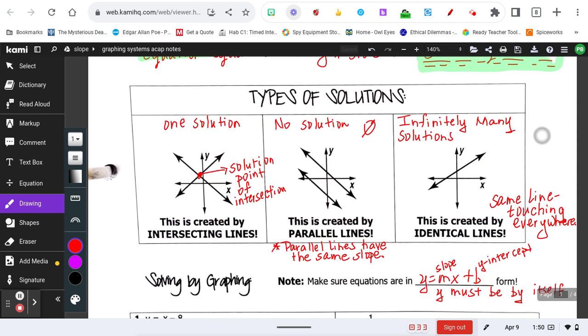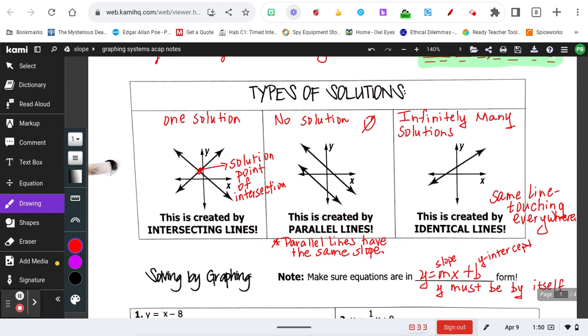All right, so we talked about the types of solutions you could possibly get. If the two lines intersect, they cross each other at some point, and that point is your solution, a point of intersection. You have one solution, but you must make sure that you name it. You name it by naming the x coordinate and then the y coordinate, so we'll know what it is. You got to name it.